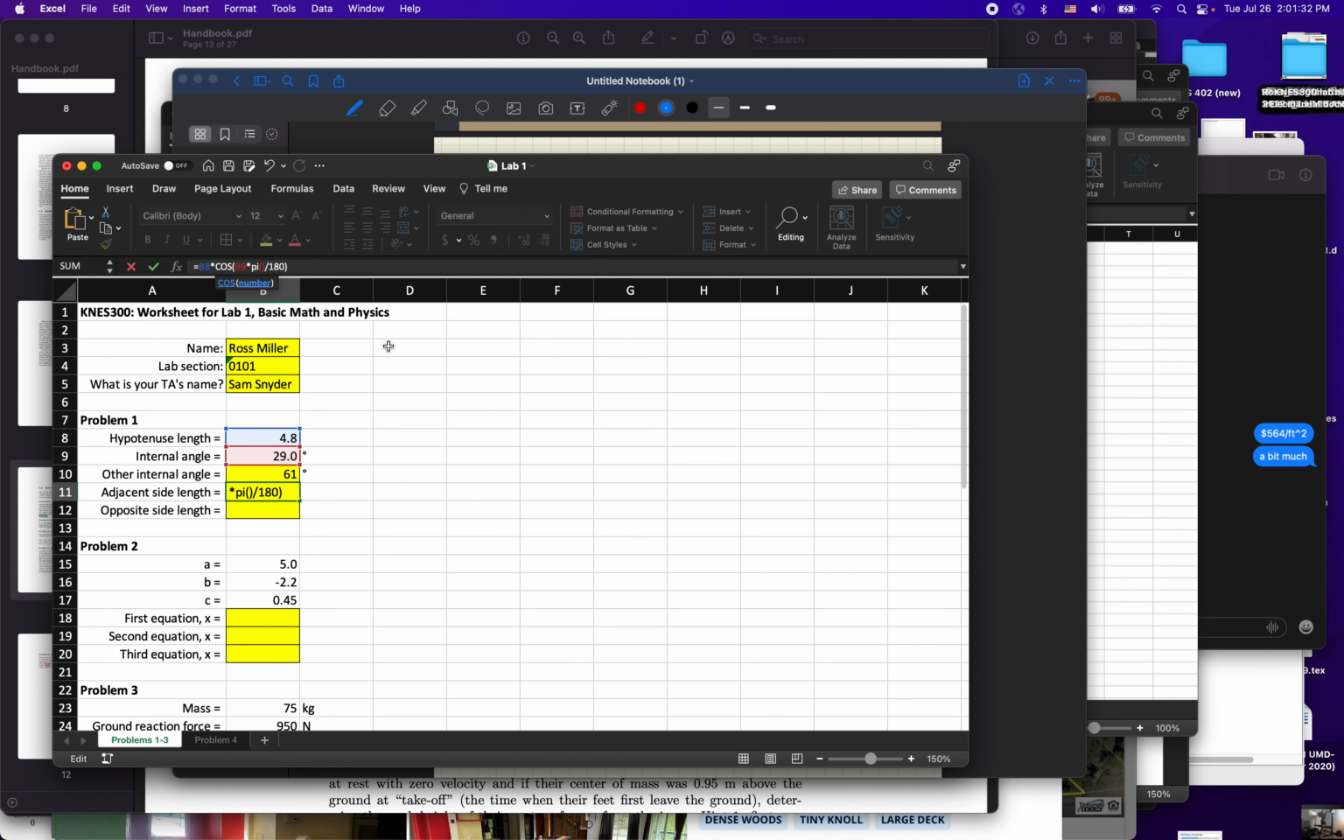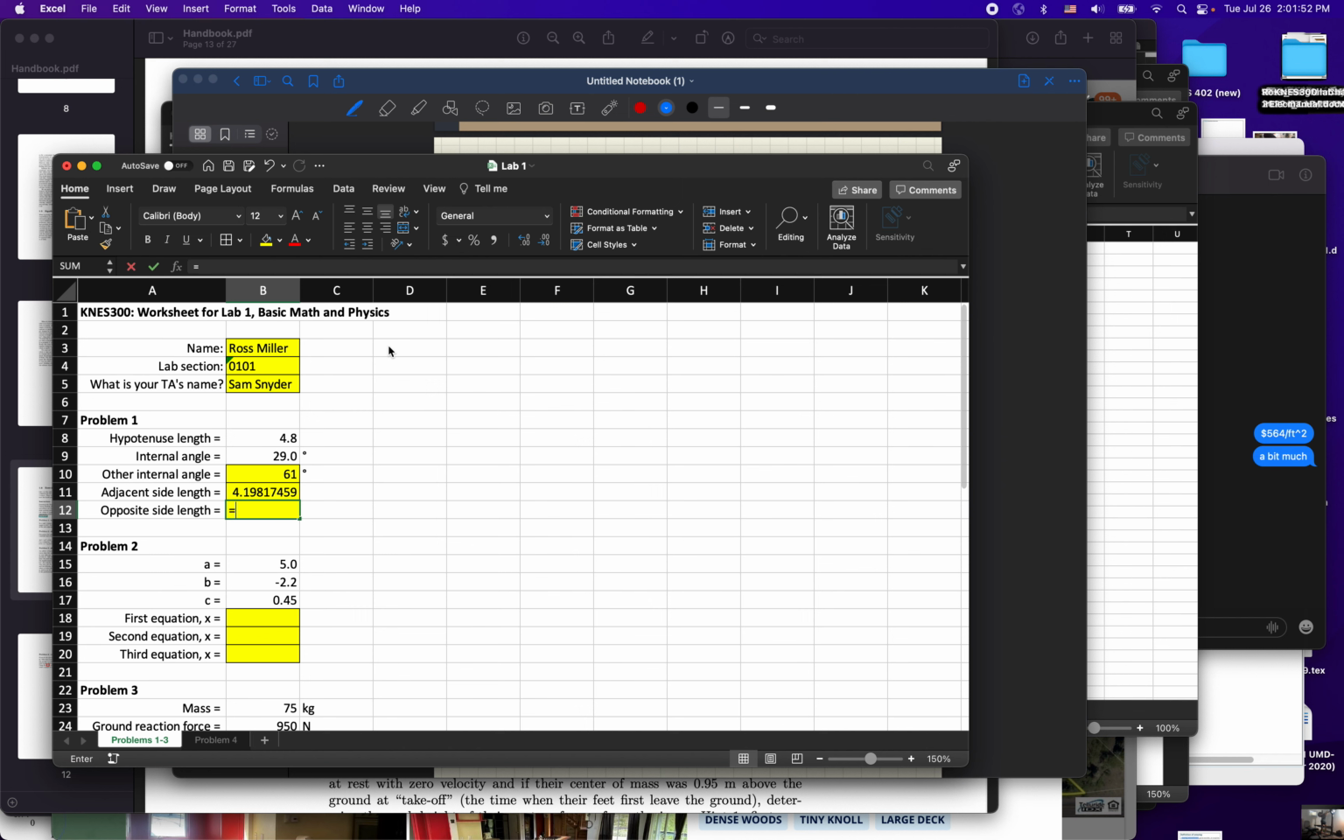Okay. Then push return, and you get about the same thing, but not exactly the same thing. I like doing it that way because then I don't have to remember what pi is or decide what pi is out to a certain number of digits. I can just say, hey, I'm working with pi here. Okay, so that's my adjacent side length. I'll do a similar thing for my opposite side length.